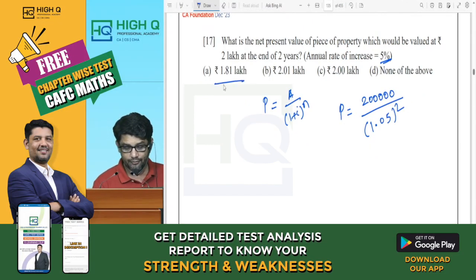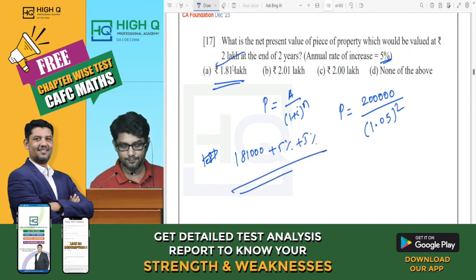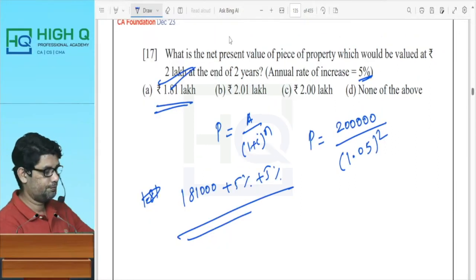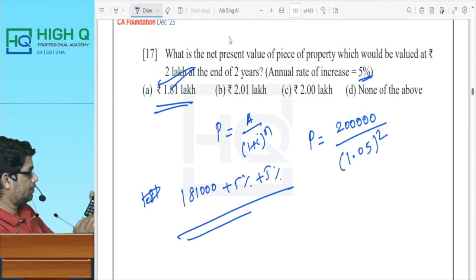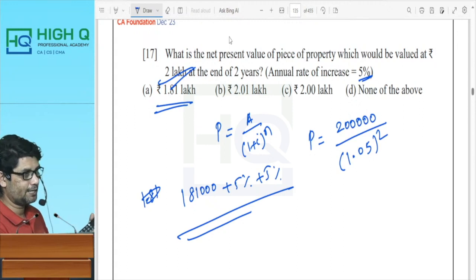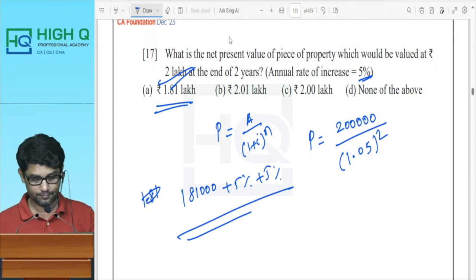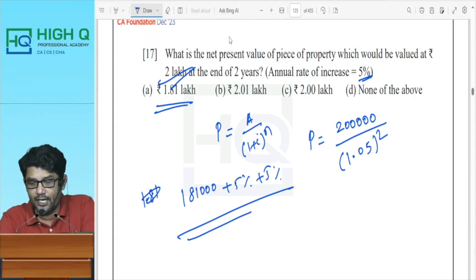Or, if you use the trial and error method, option A you will take: 1,81,000 plus 5% plus 5%. Approximately you are getting 2 lakhs. 1.81 plus 5% plus 5%, approximately we'll be getting 2 lakhs. Or otherwise you should go ahead with this. Option A. Am I right, my dear?